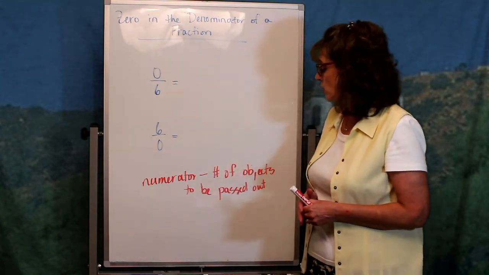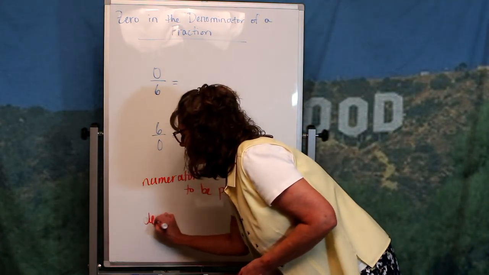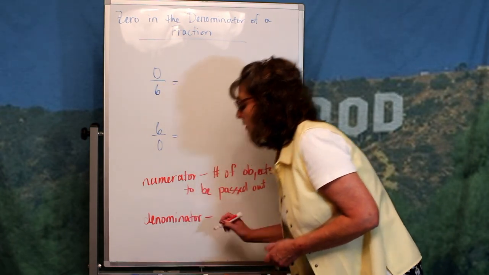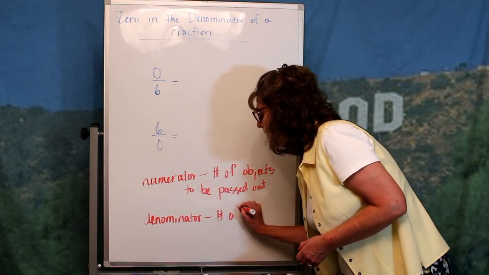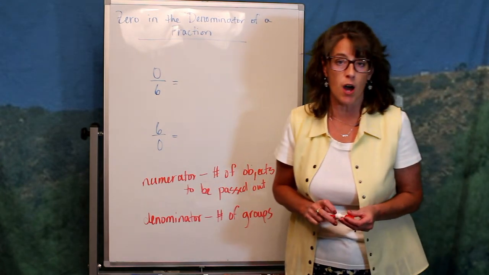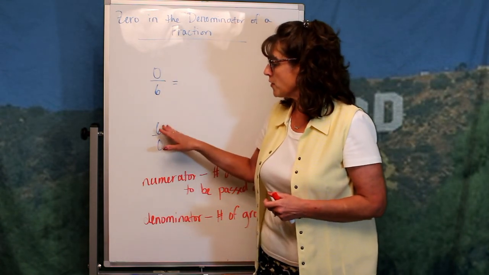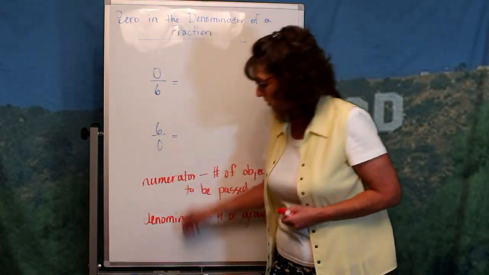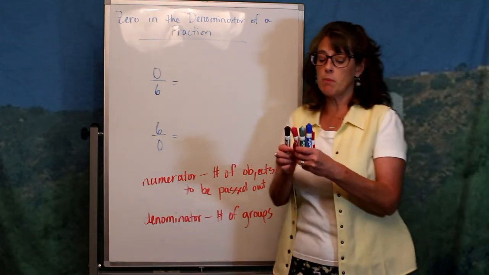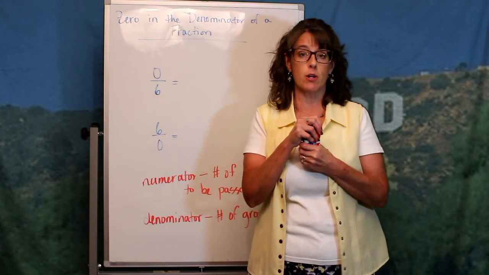So my numerator is going to indicate the number of objects that I have to pass out. The denominator is going to indicate the number of groupings that I'm going to spread them out to, or as I like to say, the number of people who will receive the objects. So if I say, for instance, a 6 in the numerator, that indicates I have 6 markers in my hands to pass out. 2, 4, 6 markers in my hands to pass out. That's what 6 in a numerator means.